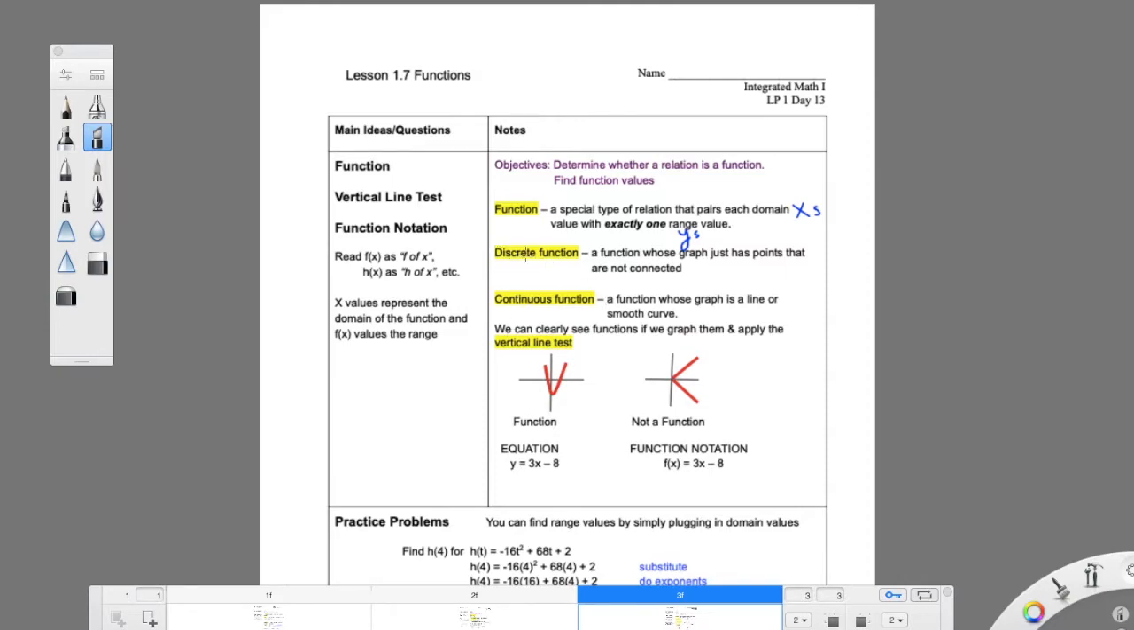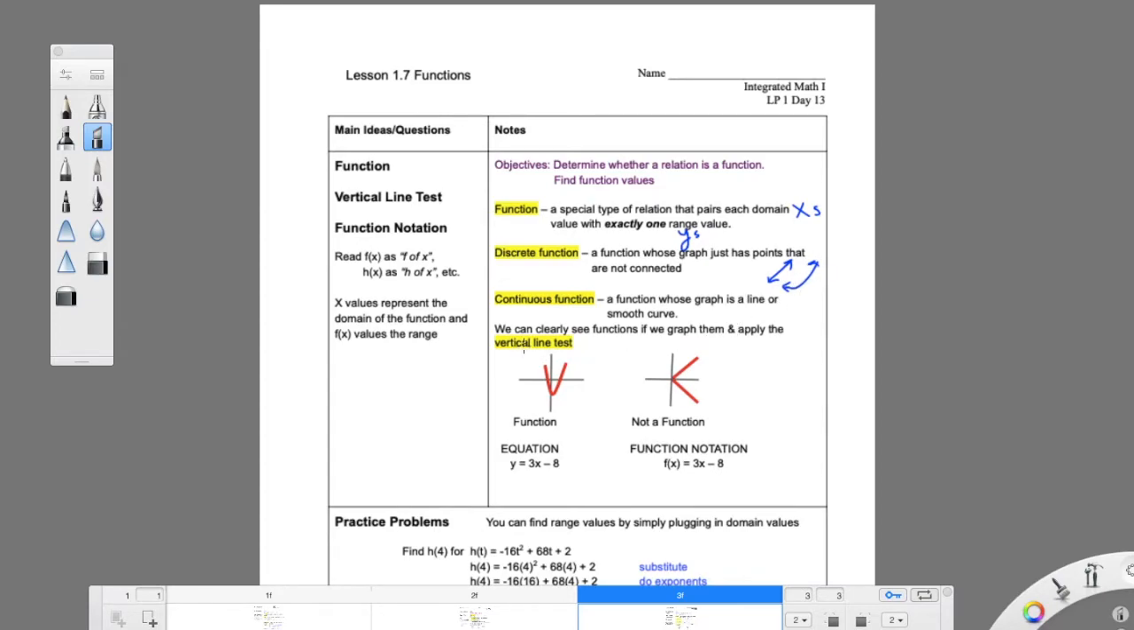All right, discrete function: a function whose graph just has points that are not connected. It's not necessarily random points, but just points, no connections there. And then a continuous function is one that graphs in a line or a smooth curve. So usually we see a line like this, but we could see some kind of nice curve along those lines.